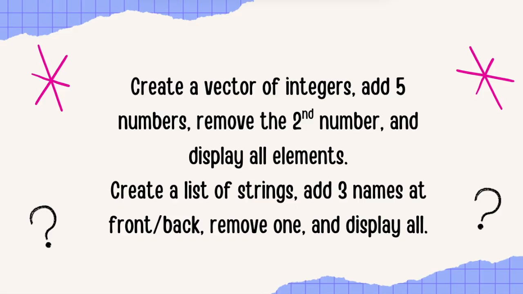This is what you have to do. The first program is create a vector of integers, add 5 numbers, remove the second number, and display all the elements. The second program is create a list of strings, add 3 names, add front, back, remove one, and display all.